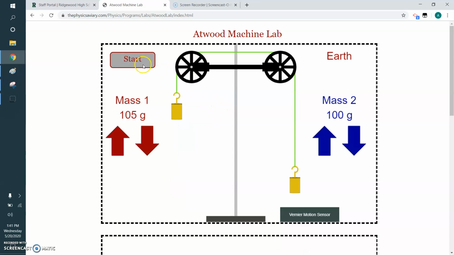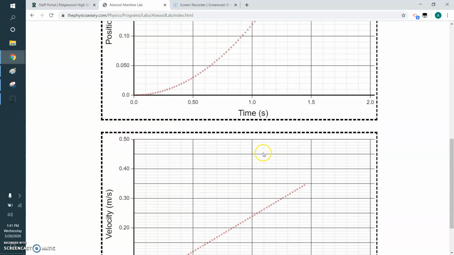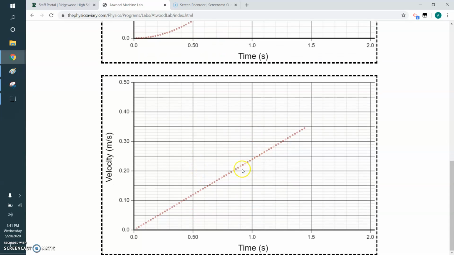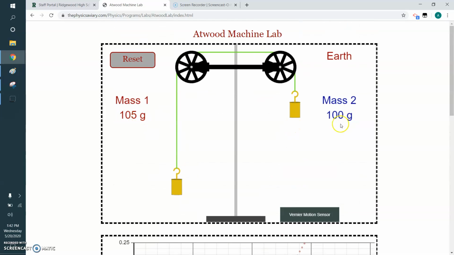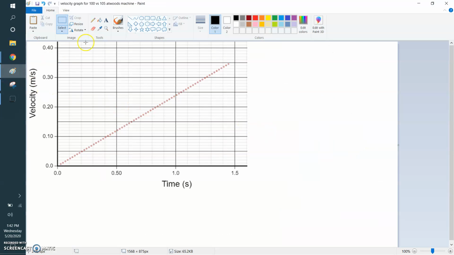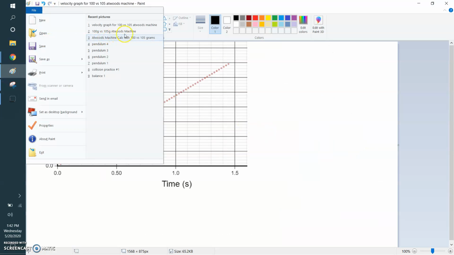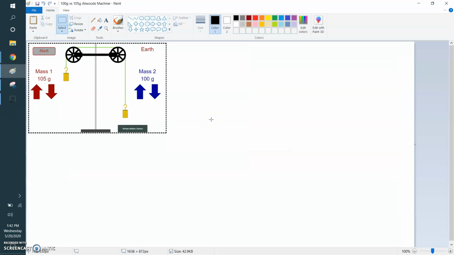So we're gonna calculate what that acceleration was, and then we're going to check the acceleration that was recorded by the vernier sensor on this velocity graph right here. So let's go to our calculation. So 105 and 100. So we're going to model our system.